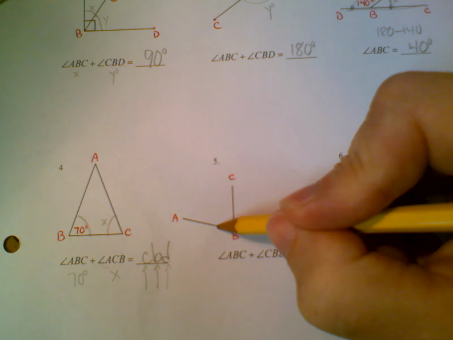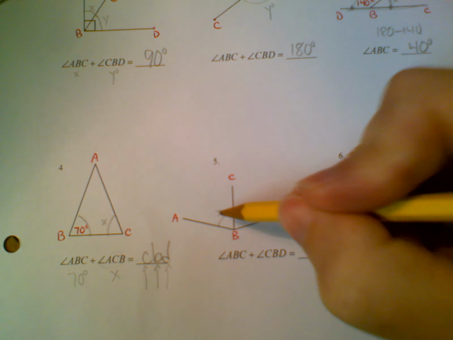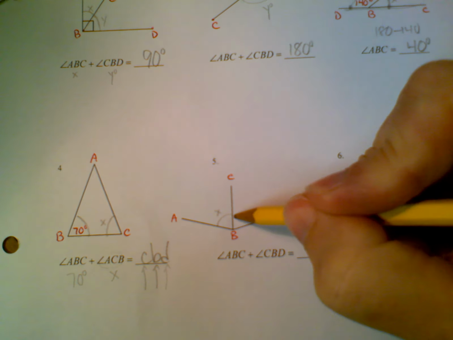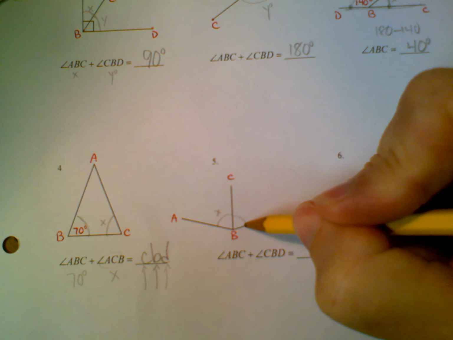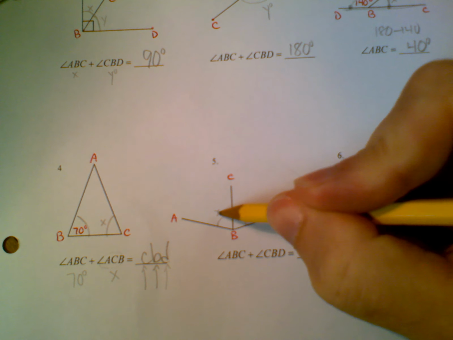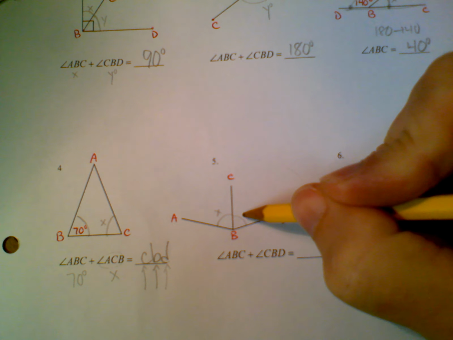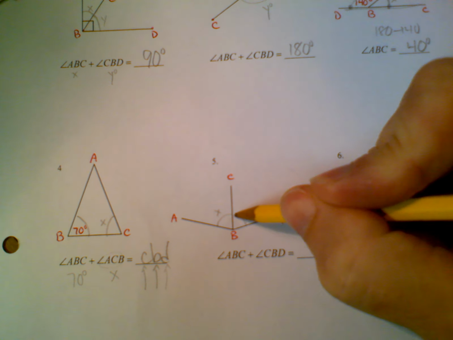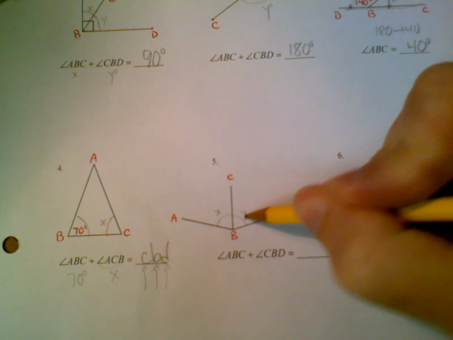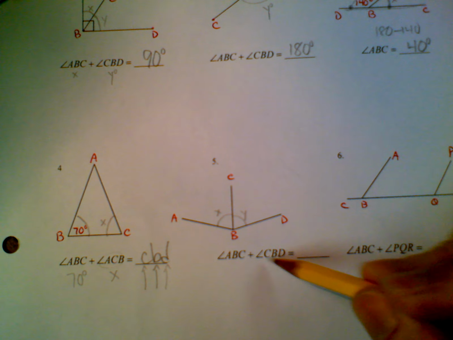Angle ABC, which is right there, I'll call it X, and angle CBD, which is right there. Should I call that X also? No, I don't have any indication in the diagram that this is the same as that. I have to call it Y. What do these two add up to?